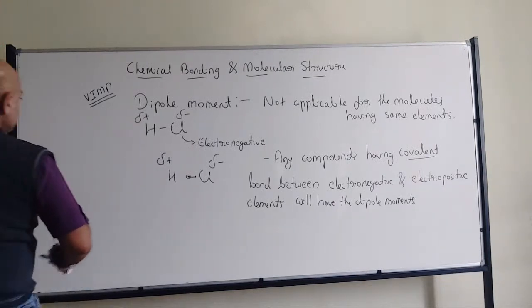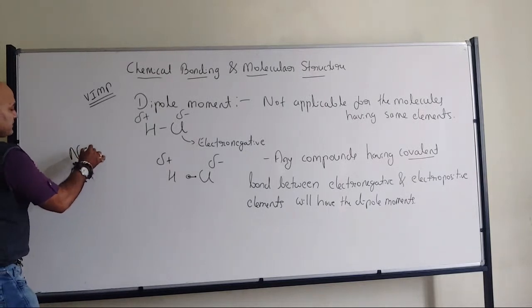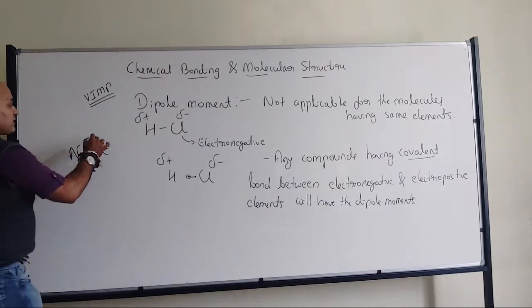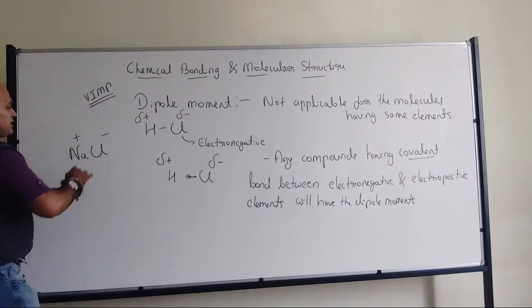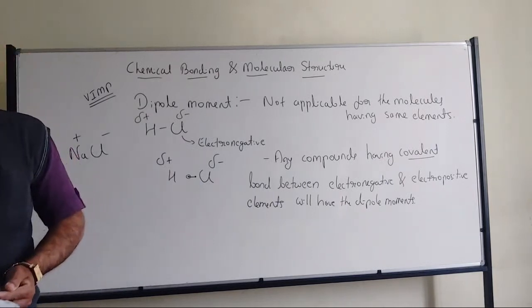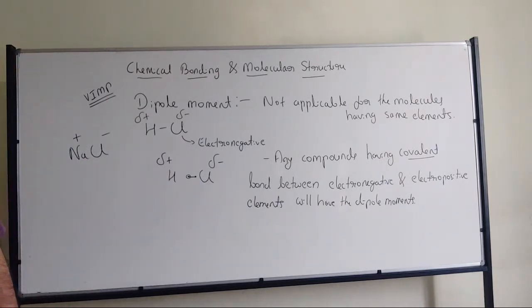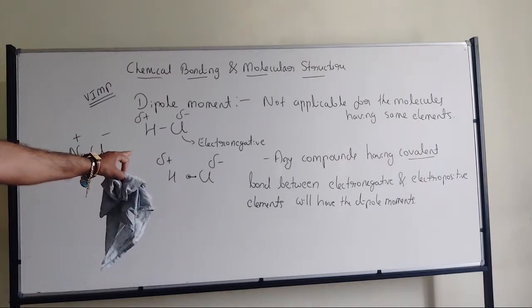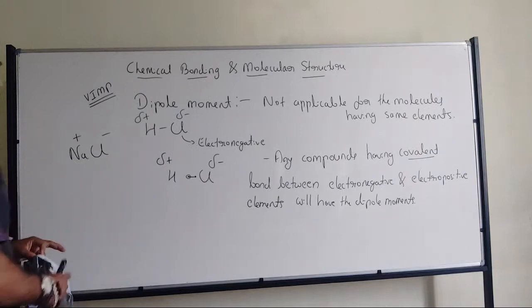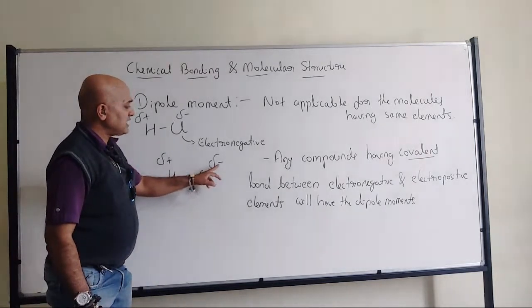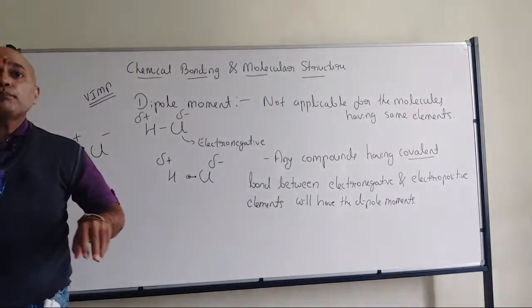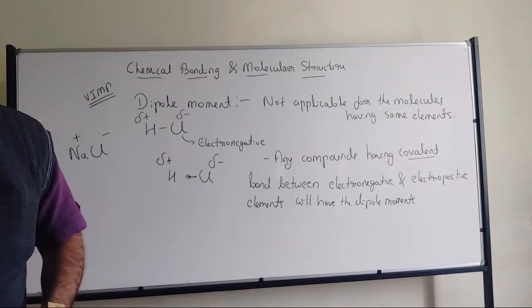See, for example, if I take NaCl, all of us know that it is an ionic compound, right? Where chlorine will have the negative charge, sodium will have the positive charge. I am not mentioning partial positive, partial negative, I am mentioning positive and negative. That's where the difference between ions and dipole moment lies. Here we cannot mention it with a negative sign. You have to mention delta negative, delta positive, which shows partial positive, partial negative.